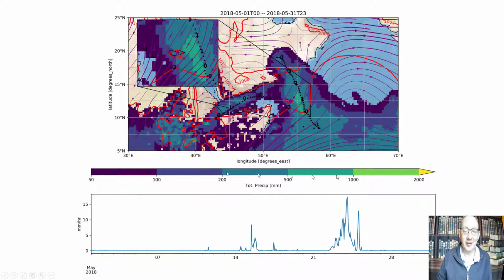Note the scale is still logarithmic, but starts at 50 and goes to 2,000 millimeters. And remember, annual precipitation in this area is of order 100 to 200 millimeters. So this is a substantial amount of rain. There's Socotra on the gradient, on the edge, getting somewhere between 200 and 500 millimeters of extra rainfall, depending on where we are, and even into the interior of Saudi Arabia, that brings some significant amounts of rainfall.